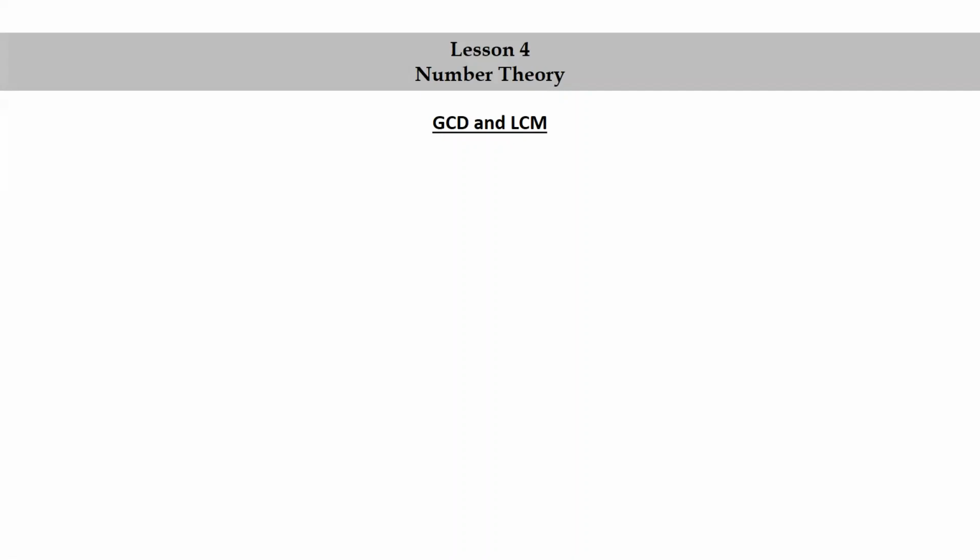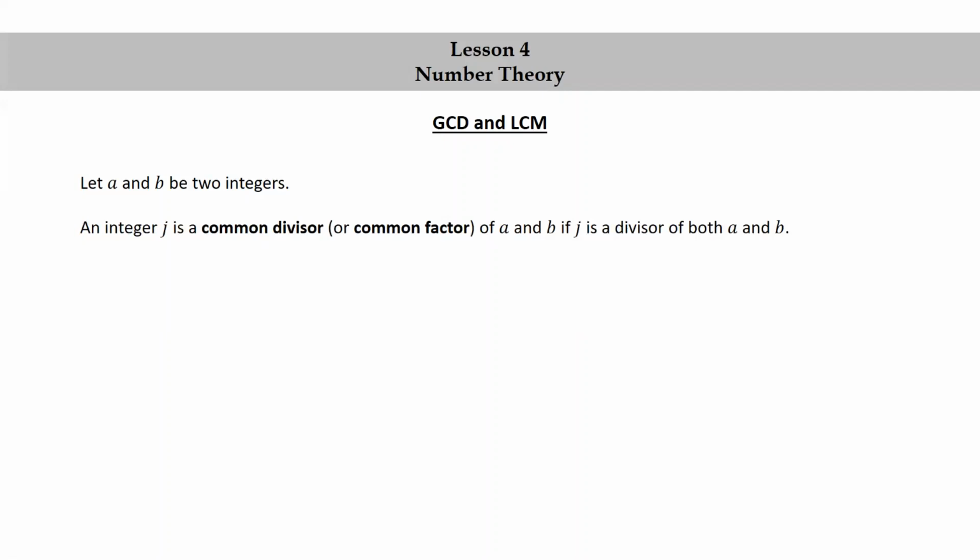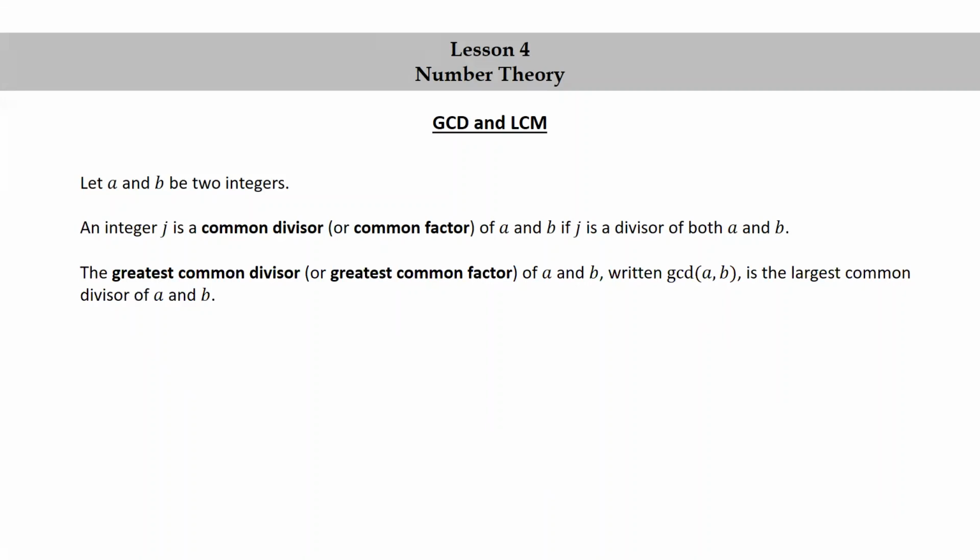GCD and LCM. Let A and B be two integers. An integer j is a common divisor or common factor of A and B if j is a divisor of both A and B. The greatest common divisor or greatest common factor of A and B, written GCD(A, B), is the largest common divisor of A and B.